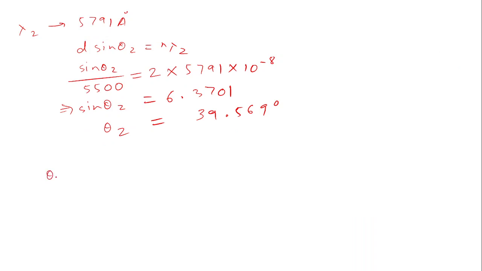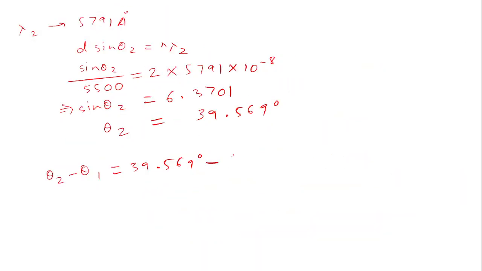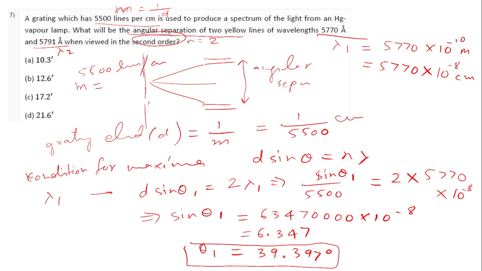Okay, so we have to find out the angular separation. That means theta 2 minus theta 1, which is 39.569 degrees minus 39.397 degrees. When I subtract this, 39.569 minus 39.397, we'll get 0.172 degrees. Okay, so this is the angular separation.